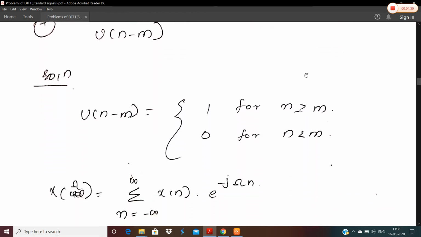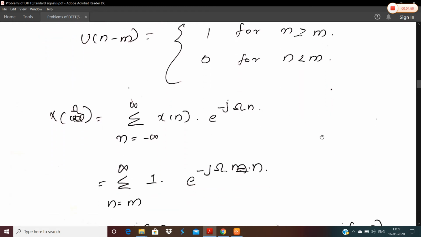In the next section we are going to find out the DTFT of the shifted unit step function, that is u of n minus m. U of n minus m has got value 1 for n greater than or equal to m. For example, if it is u of n minus 5, then the value of this function will be equal to 1 only for n greater than or equal to 5. And it has got value equal to 0 for all other values of n less than m.